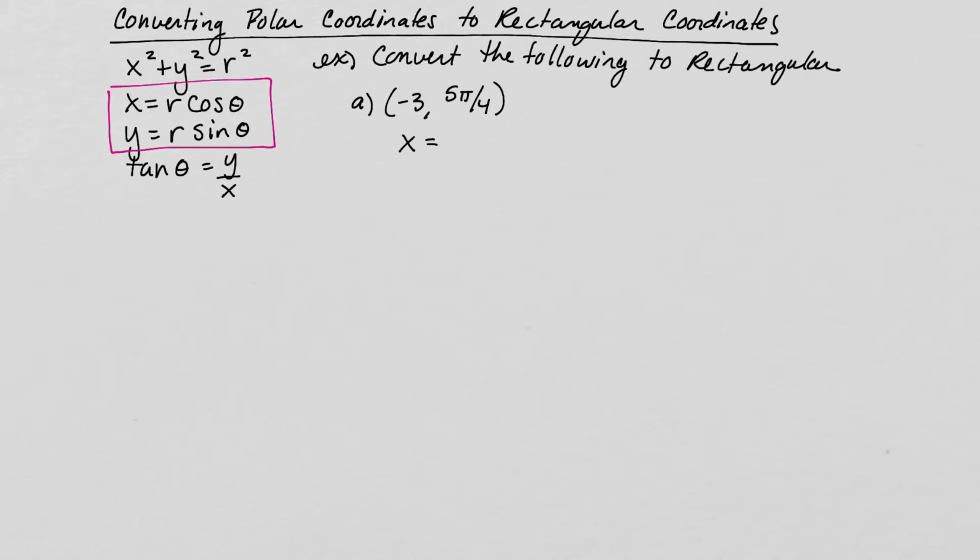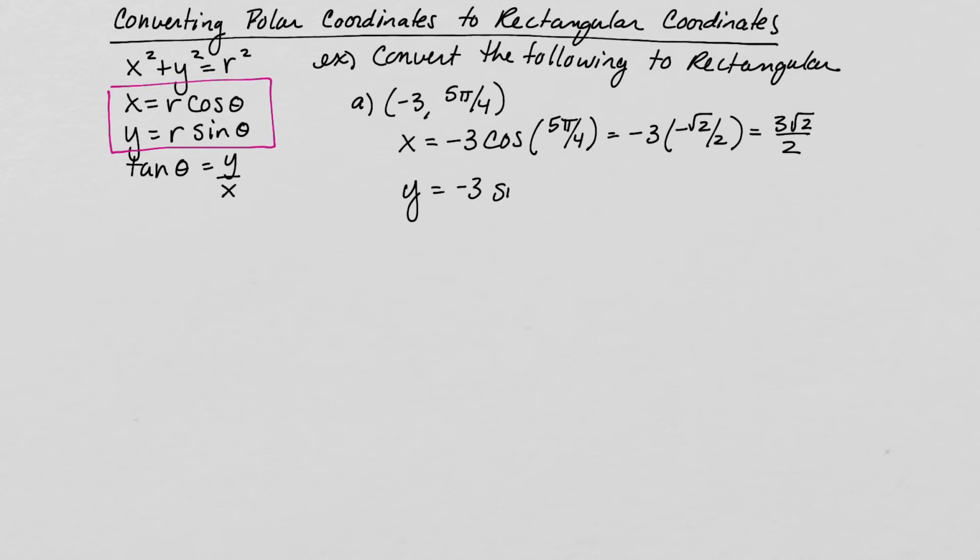So x is going to be r, so -3 times the cosine of 5 pi over 4. And so that's going to be -3 times minus root 2 over 2, or 3 root 2 over 2. And y is going to be -3 sine of 5 pi over 4. So that's also going to be -3 times minus root 2 over 2, which is going to be 3 root 2 over 2. So the rectangular coordinates are going to be 3 root 2 over 2, comma, 3 root 2 over 2.